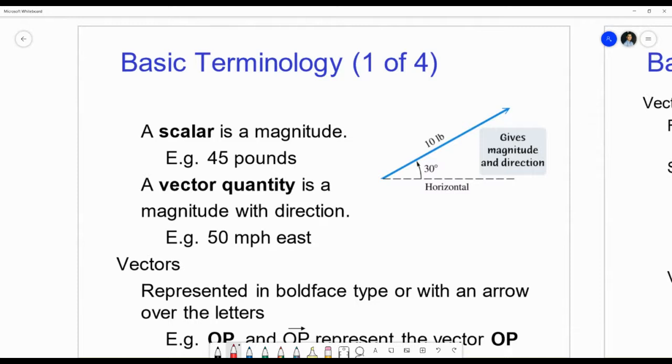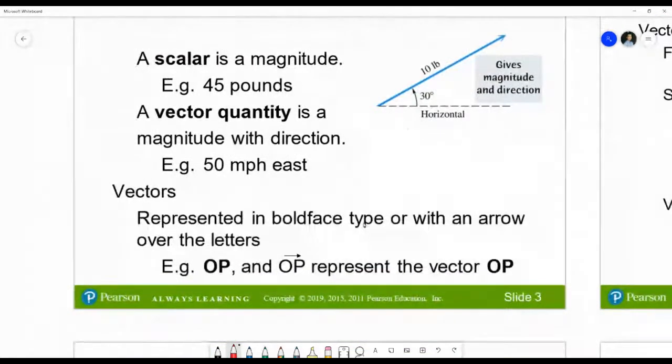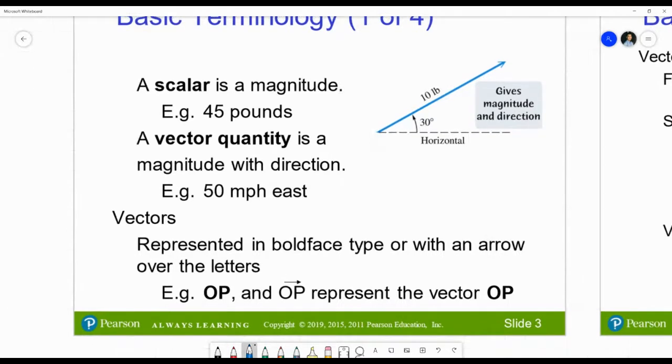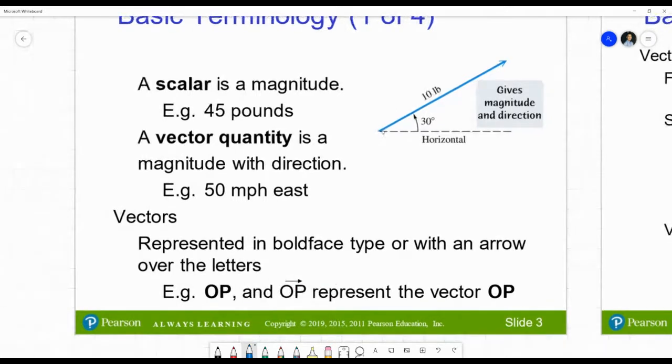So a vector, we're going to use a line with an arrow on the end. And you can see here that normally when we use a vector, we also dictate the direction that we are going to go in. So normally I like to give this a name. I'm going to call this part right here the tail and this arrow here the head.